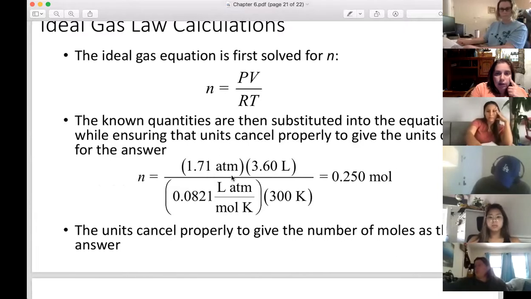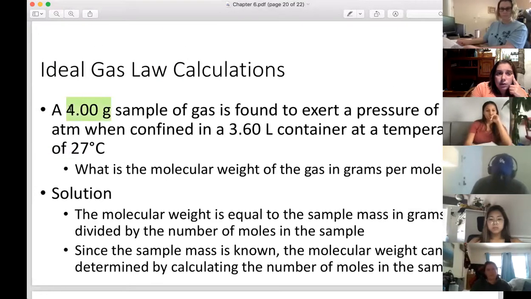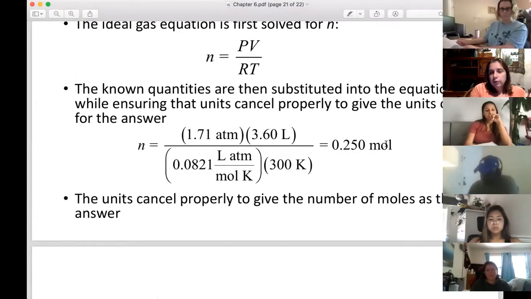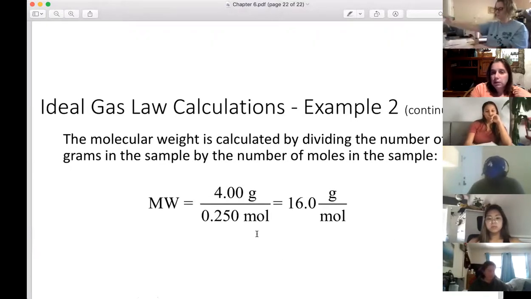We do a quick check of our units. Atmospheres would cancel out, liters and liters would cancel out, Kelvin and Kelvin would cancel out, and so the number of moles is all I have left, which is 0.25 moles. I already knew from the problem that I had 4 grams. So it's 4 grams for every 0.25 moles. And then you would be able to calculate the molar mass based off of that.